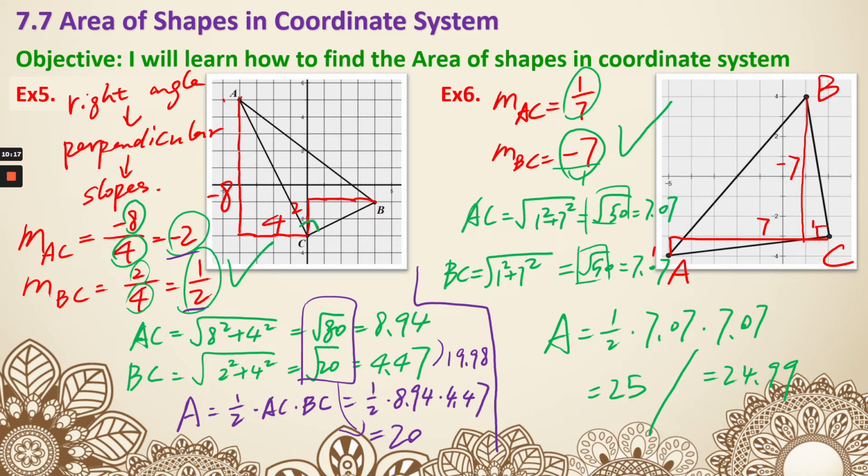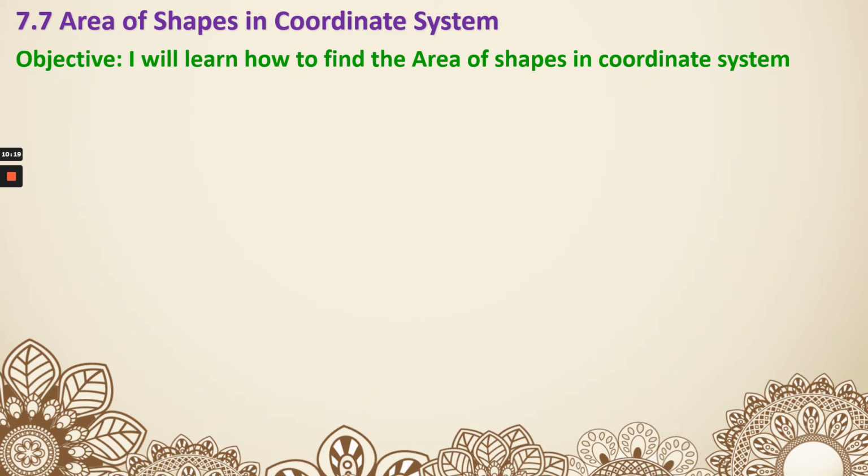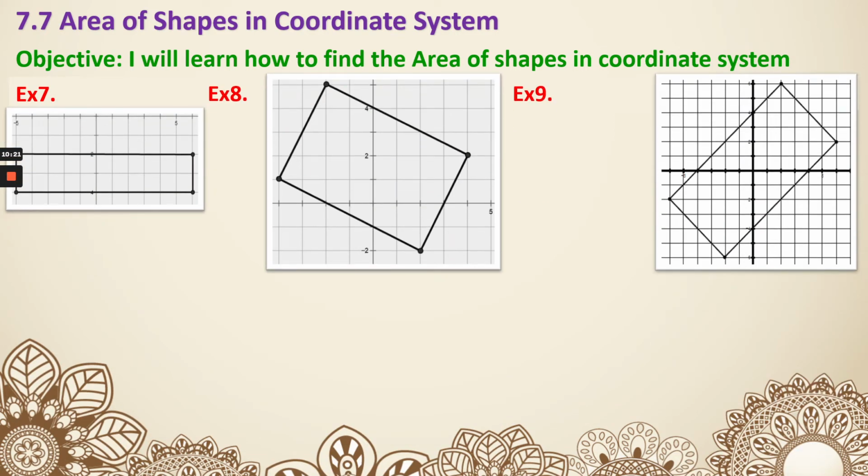That is example 6. Next, example 7. 7 is quite simple. Every single side is on the grid, so that's a 2. That's 11. The area is just going to be 2 times 11, which is 22.